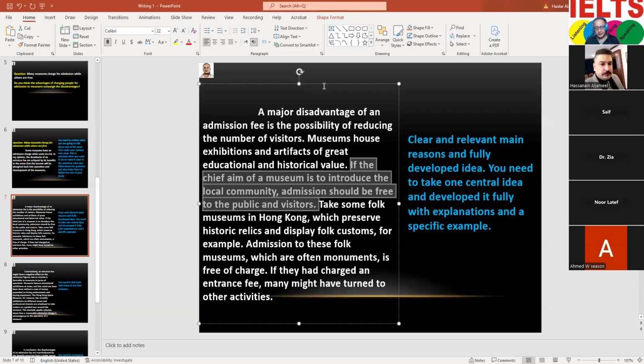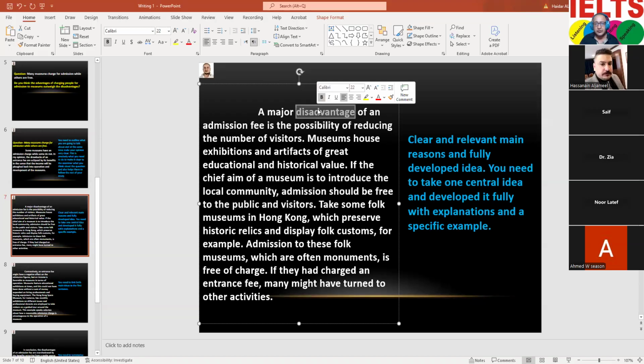Let's go back to the explanation and the first paragraph of the body. The question talks about advantages and disadvantages. The two paragraphs of the body, one of them should go with the advantages, the other one should go with the disadvantages. Which one you start with, you are free. And the first sentence of the first paragraph of the body should be very clear. A major disadvantage talks about disadvantages.